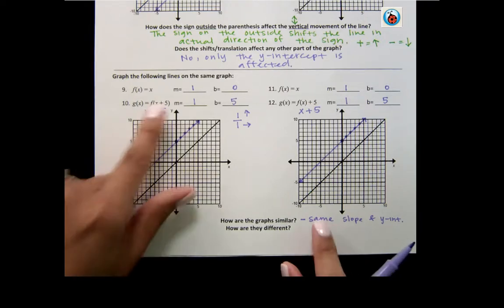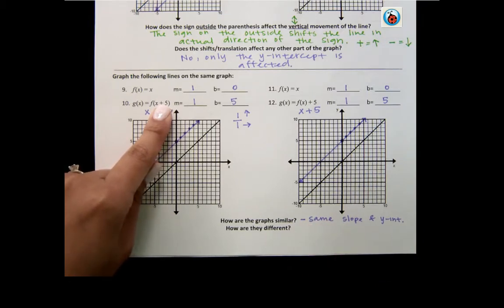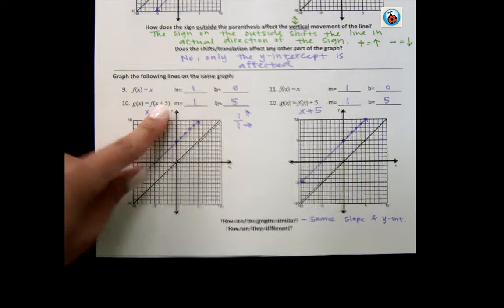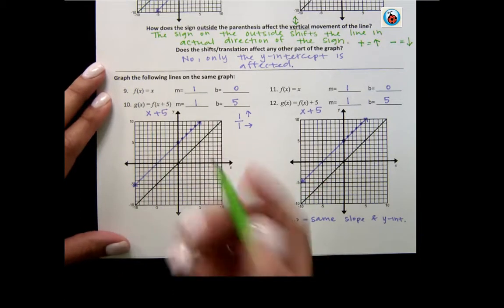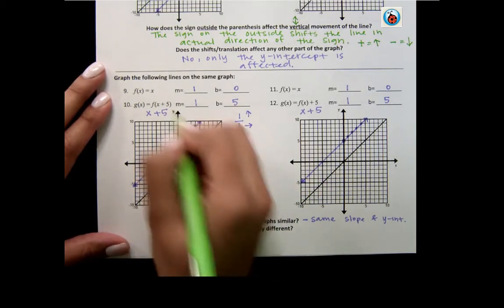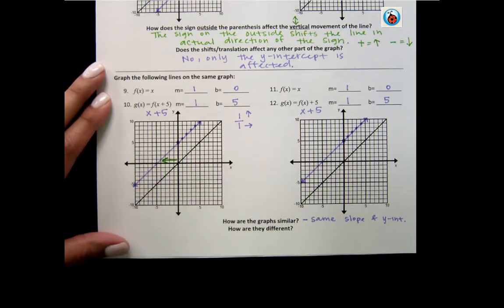So remember that when we have the plus or minus on the inside, it is considered a horizontal shift. When they're on the inside, it's the opposite. So I'm looking at how it moved this way because it's on the inside. It's a plus 5, which means I actually move to the left.